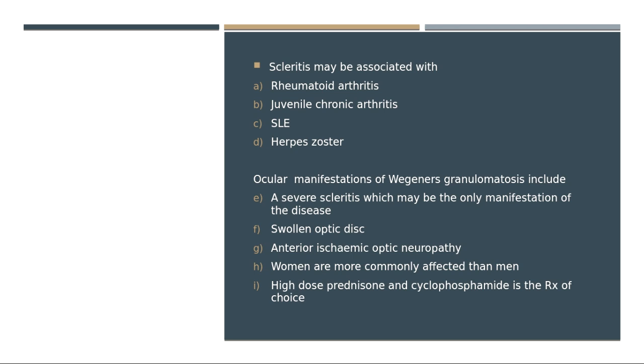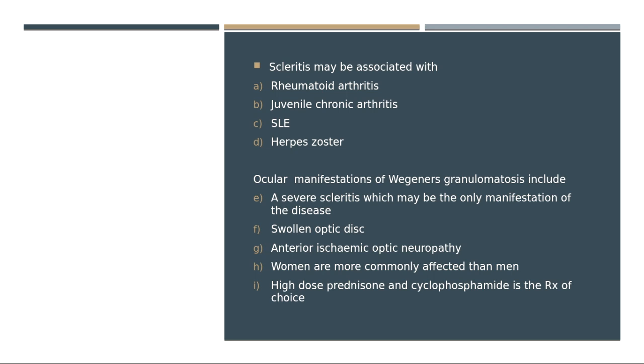Juvenile chronic arthritis. True. SLE. True. Herpes zoster. Not sure. It is true. Herpes zoster is a cause of scleritis, right? So remember now, you have other causes of scleritis apart from autoimmune diseases, okay? It can be secondary to viral infections like herpes zoster.